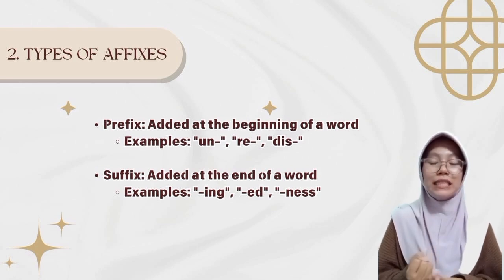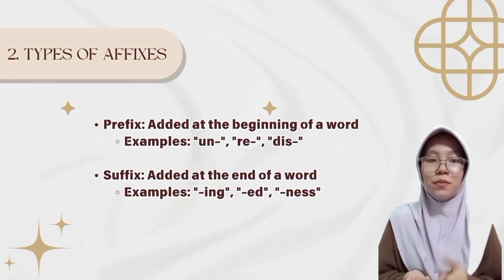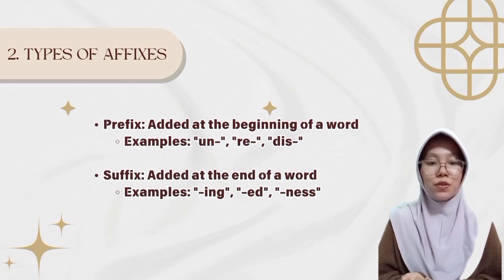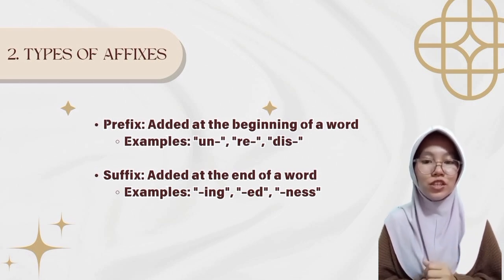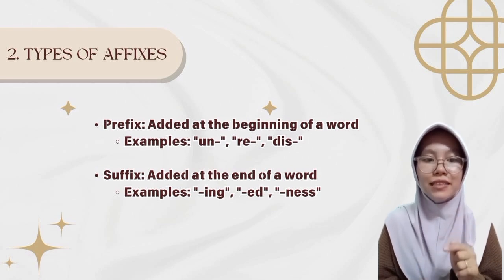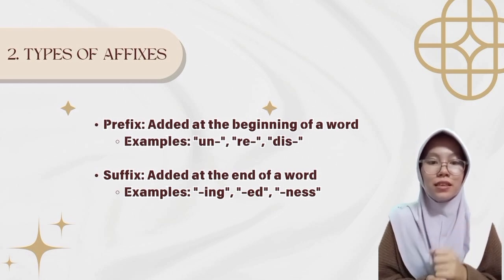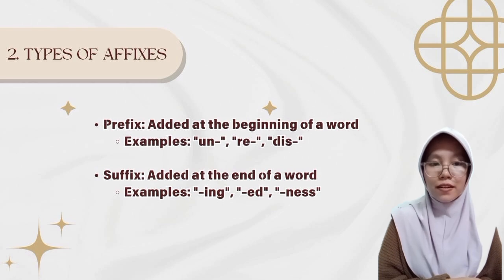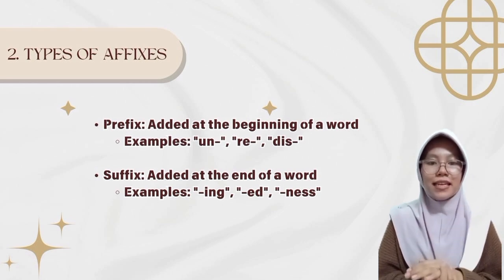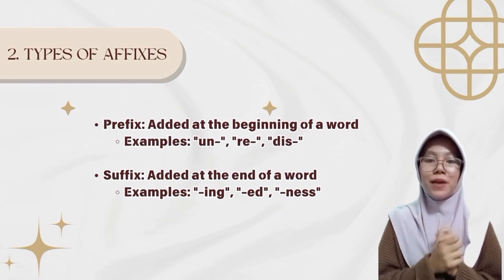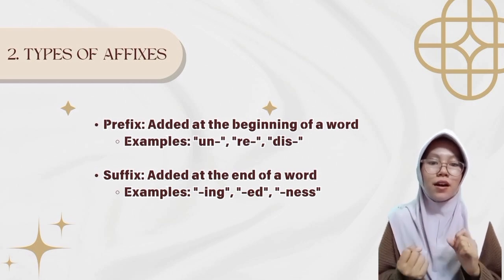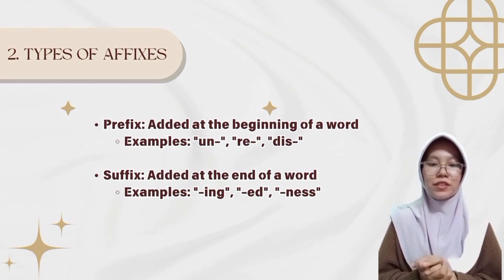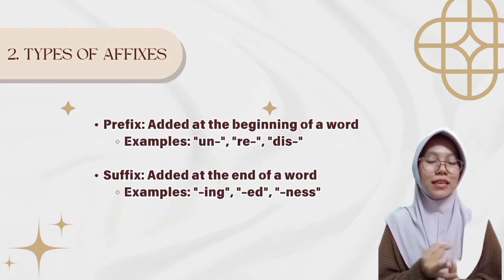For example, dis, re, mis. An example of its use is disagree and so on. Here, the base word is agree, which means setuju in Indonesian. And here, dis cannot stand alone because it has no meaning. But after being combined, the meaning is there. While a suffix is an affix that is added at the end of the base word. For example, ness, ing, ful. They are used in words, for example, happiness, running, and others.